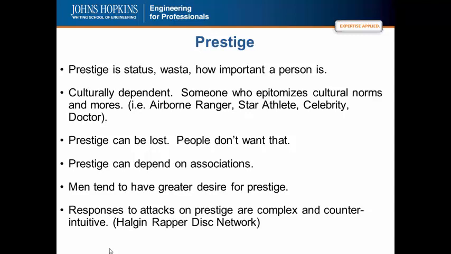He's a professor at the University of Kentucky, on his rapper diss network. What that means is he studied a bunch of rap songs, and if one rapper disrespected another rapper in a song, that's called a diss, or disrespect. So he mapped out these networks and found that the interactions are very complex and counterintuitive. If you disrespect another rapper, your prestige goes up, their prestige goes down under normal circumstances.